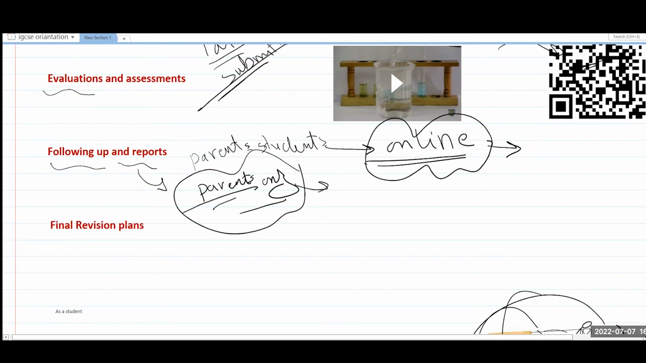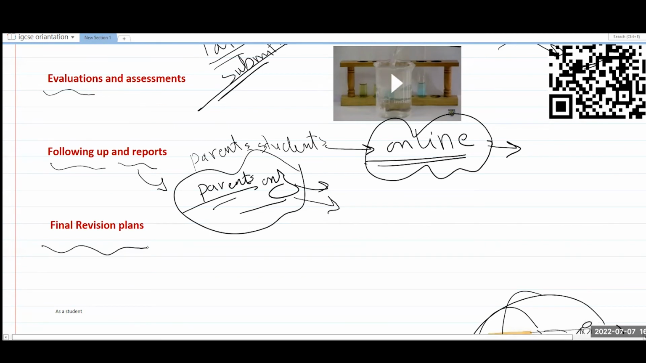Usually this will be given with our revision, final revision, or the big test. If there is a mock, which includes more than one chapter, I would like that to be under the supervision of a parent, also to adjust the timing and everything. After finishing the course, we have a final revision plan.